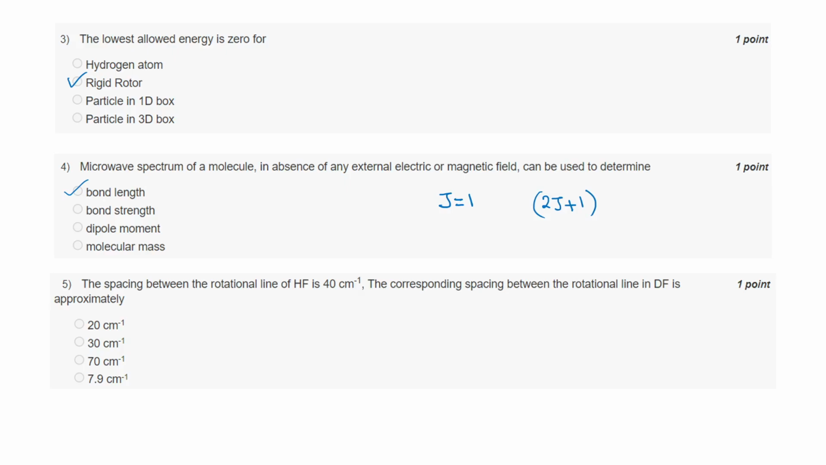Suppose previously in the absence of a magnetic field the energy was one value. For J equals 1, it will split into these three, so your spectrum will split into three. Then I think it will not be easier to determine the bond length, because the gap between the successive lines, I don't think it will be 2B then.